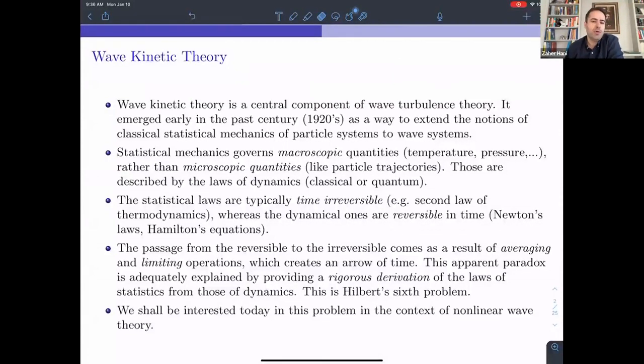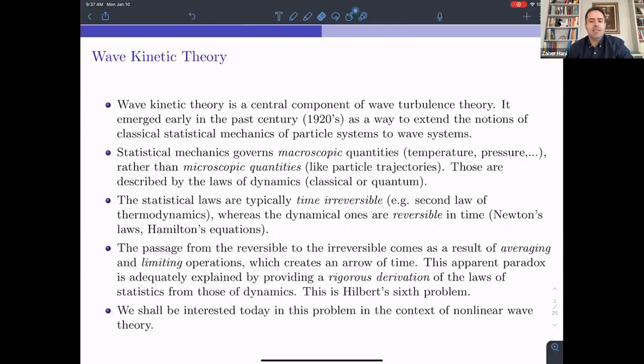And one of the most important features of statistical laws is that they are time irreversible. You think of the second law of thermodynamics, whereas the laws of dynamics are reversible in time, thinking of Newton's laws or Hamilton's equations. Of course, as we all know, there's this passage from the reversible to the irreversible, which comes as a result of averaging and limiting operations that we do in order to derive the laws of statistical mechanics. But this is what really creates the arrow of time.